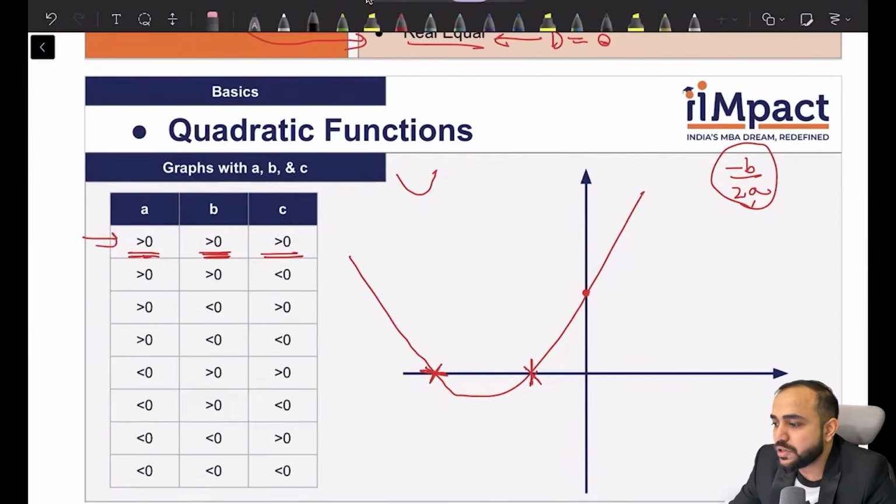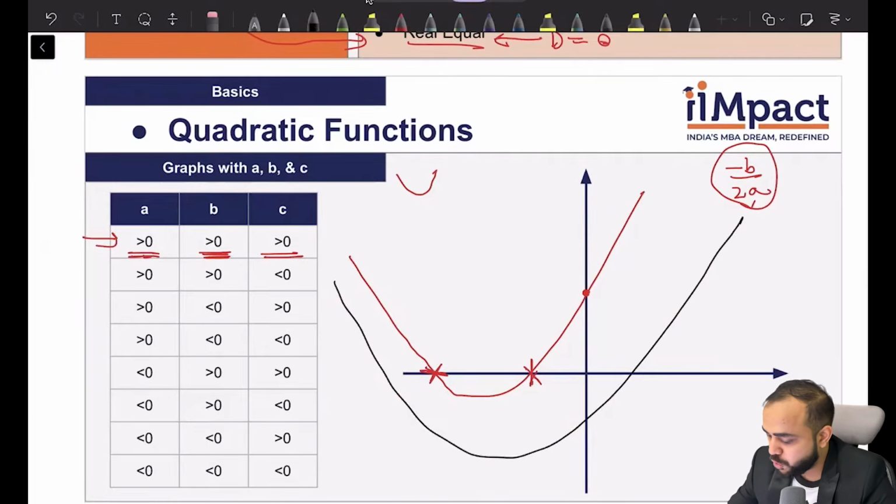What about the graph for the second one? Will it look something like this? Because between first and second, what has changed? A is the same, so your parabola is going to be upwards. The sign of B is the same as the sign of A, which means that the vertex is going to be negative. So it is going to be leaning more towards the negative x-axis. Only the intercept has changed.